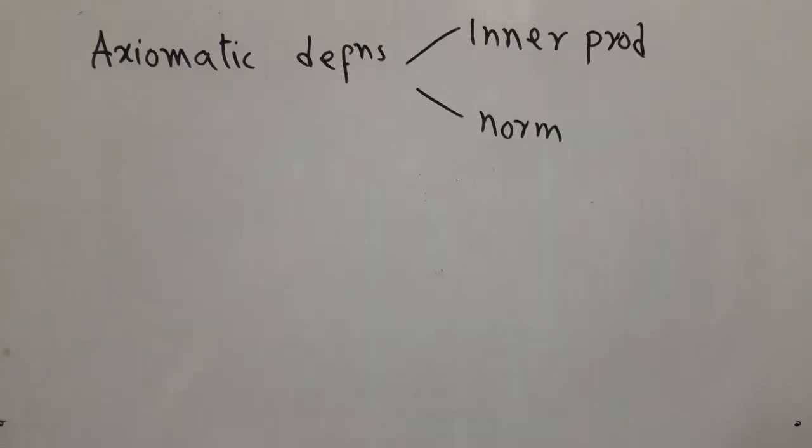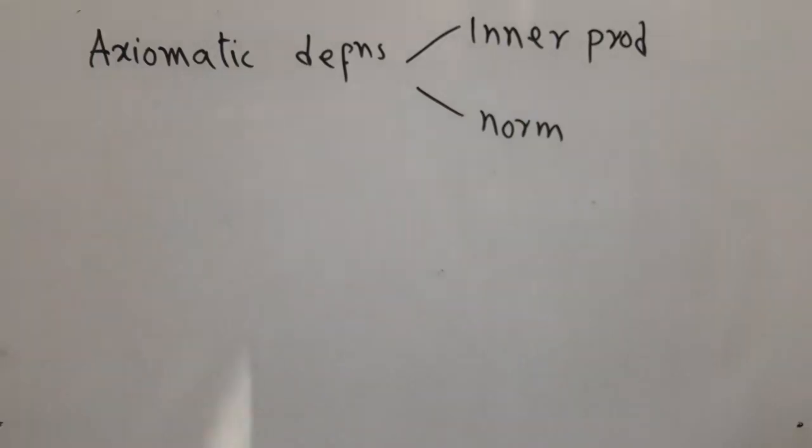What did we learn from the last 3 videos? We have learned that the axiomatic definitions for both inner products and norms are more general than the simpler definitions that we started with, because the axiomatic definitions work for infinite dimensional vector spaces as well.